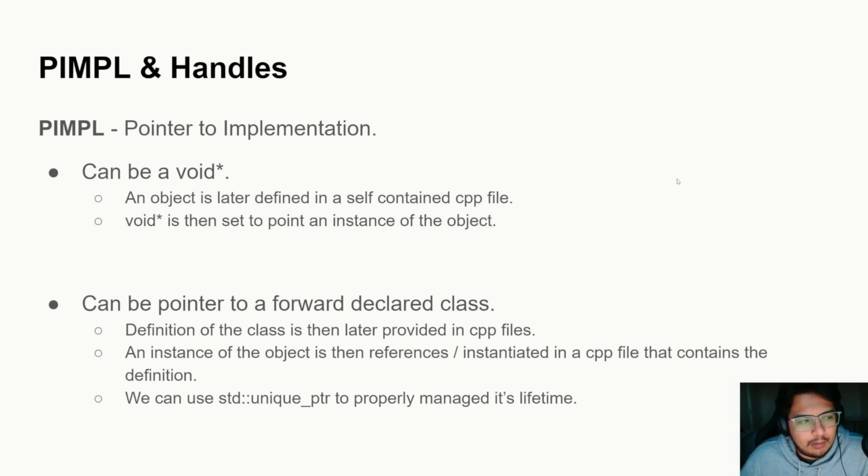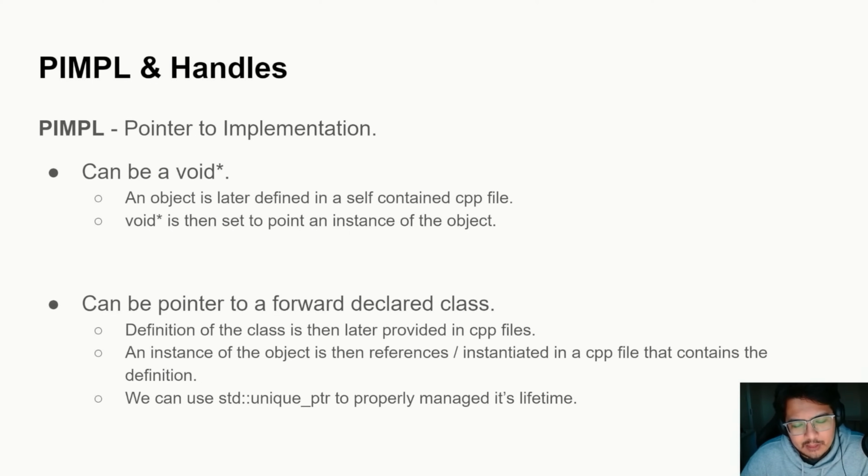As we mentioned before, Pimpl stands for pointer to implementation. The way it's usually done is that people will store a void pointer inside of the interface's private scope, or public scope if you want to give public access to the pointer. And then inside of the interface's CPP file, you define a class that contains all of the platform-specific information. You would then instantiate that object and have the void pointer point to the address of that instantiated object.